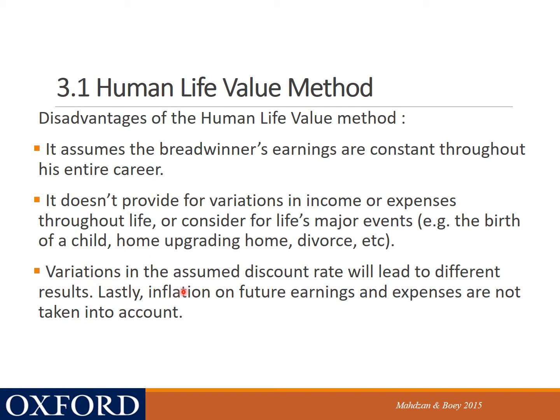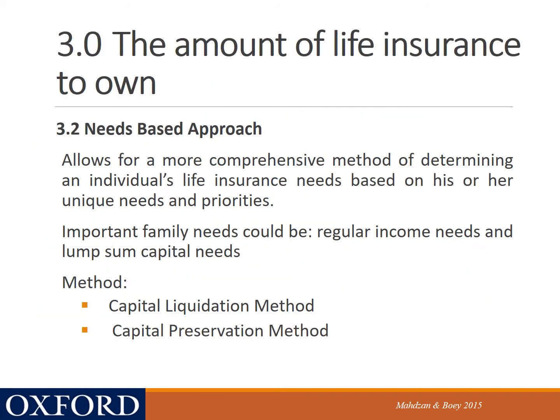Also, the variations in the assumed discount rate will lead to different results. In this example, we use 4% as a discount rate, but that is only an assumption. If we use different discount rates, it will lead to different results, so we must use a reasonable discount rate. Lastly, inflation on future earnings and expenses is not taken into account. Basically we assume that there's no inflation and there are no expenses.